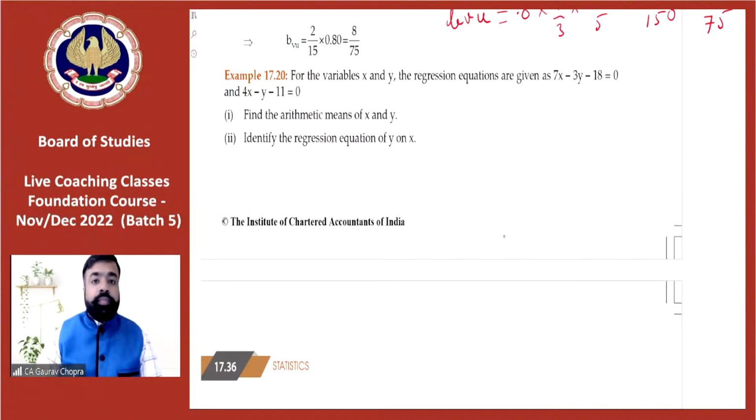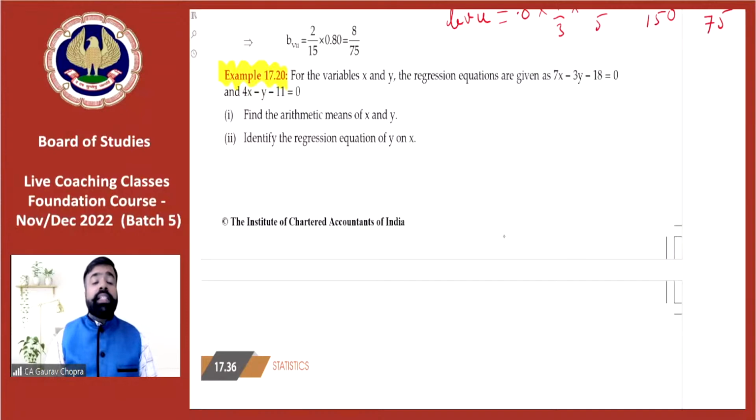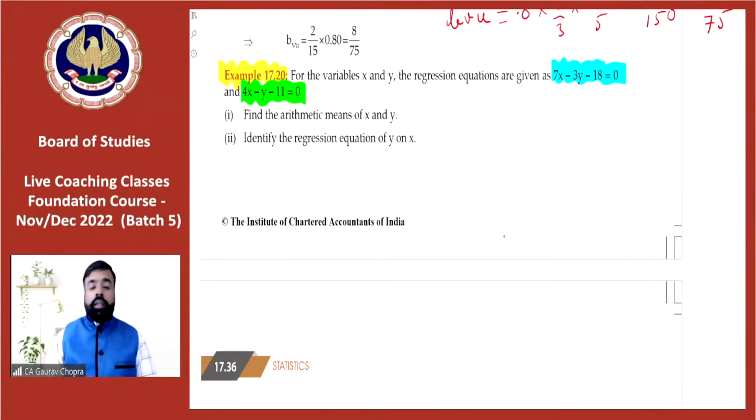Okay. So let us begin with example number 20. Now first understand what the question wants us to convey. For the variables x and y, the regression equations are given by. So there are two equations. The first one and this is the second equation. And what we are supposed to find, arithmetic mean of x and y. So we need arithmetic mean. So how to calculate arithmetic mean?